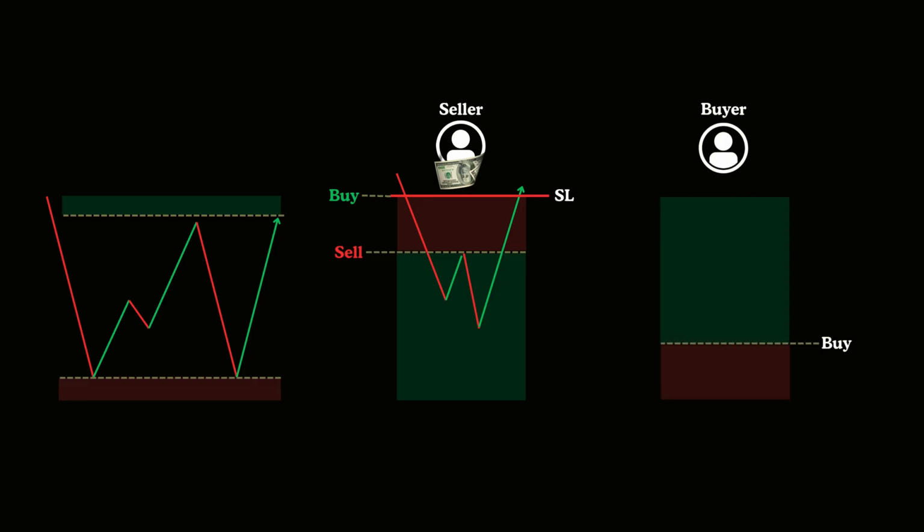Conversely, buyers place their stop-loss orders below their purchase level. This means that, on the chart, buying liquidity exists at higher price zones, while selling liquidity forms at lower zones. This is a fundamental concept, but it's essential to understand these basics clearly before moving to more advanced strategies.